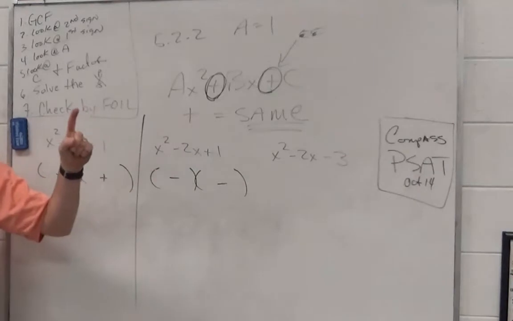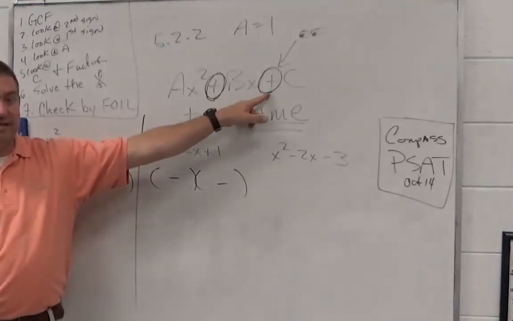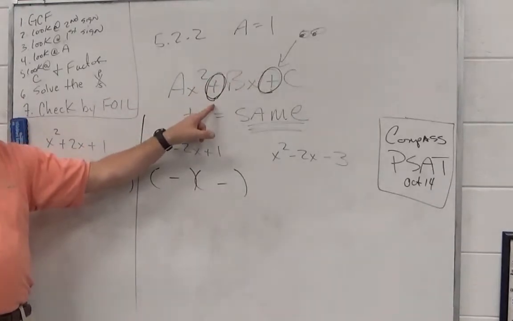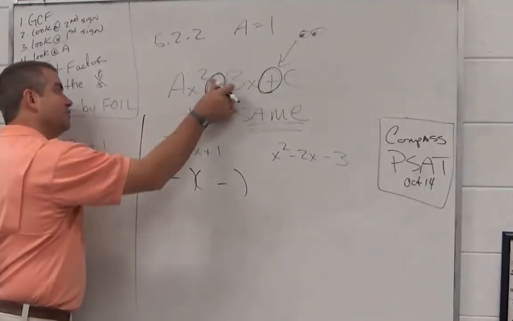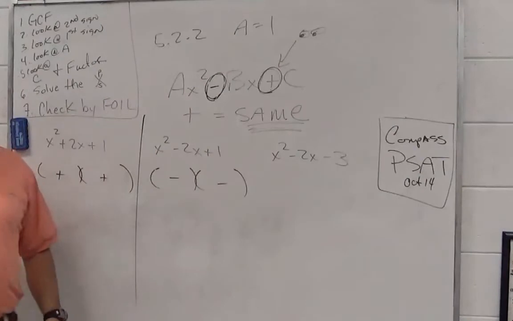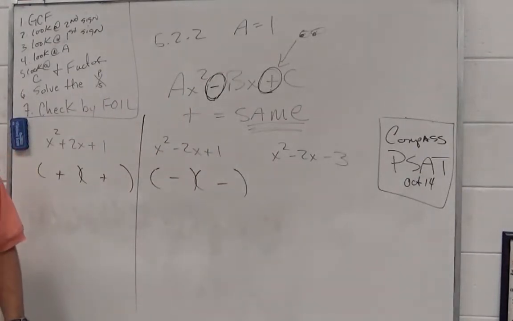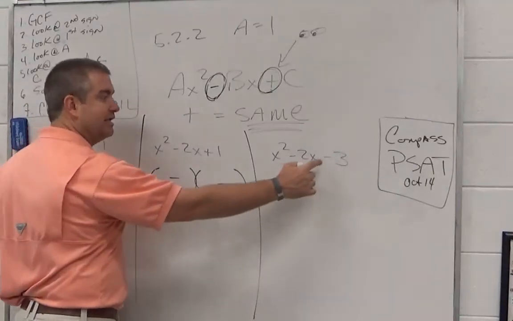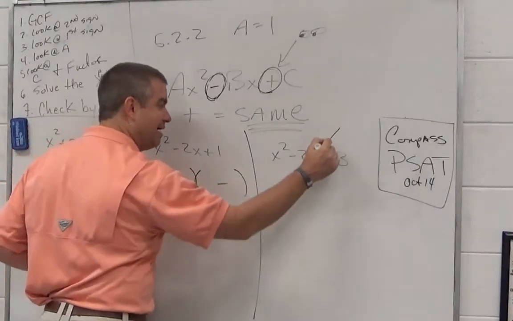Where do your eyes go first? They go right there. If that's positive, then they're the same. I look right here. If that one's positive, then they're both positive. If this one happens to be negative, then they're what? They're both negative.